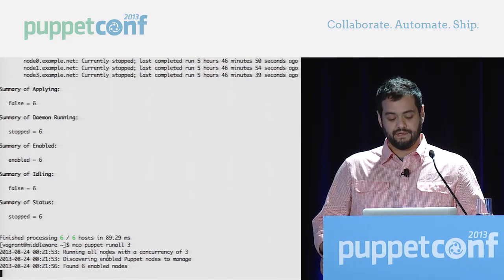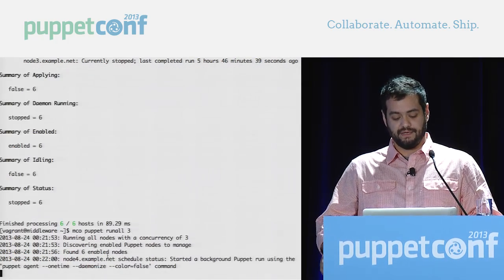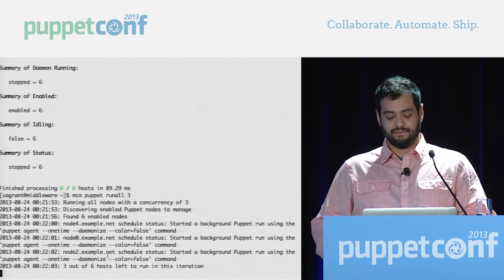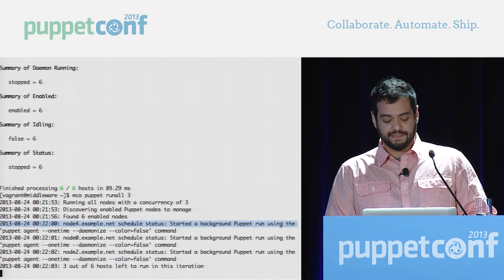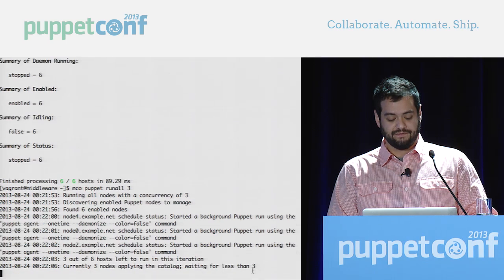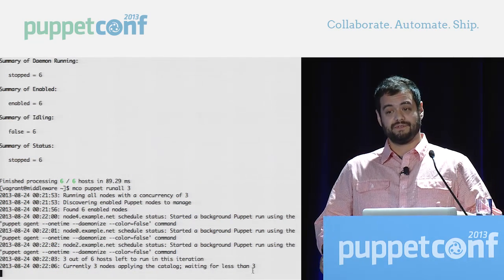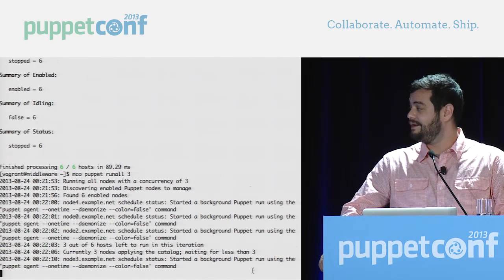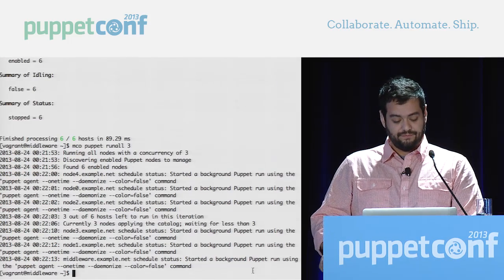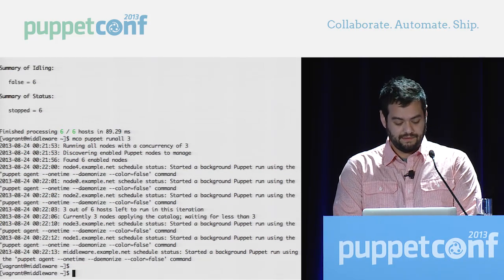And so it goes through the discovery. It finds all the nodes that it's going to execute on. And then it actually starts running them 3 at a time. So we've got the first 3 started, and it's sitting and pausing, waiting for one to finish before starting the next one. And so on we go. And hopefully it doesn't take long, and there we are.